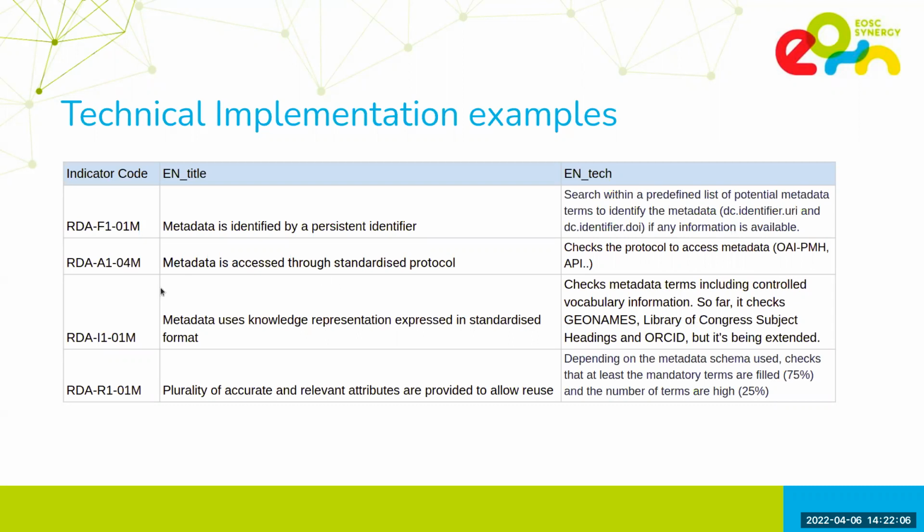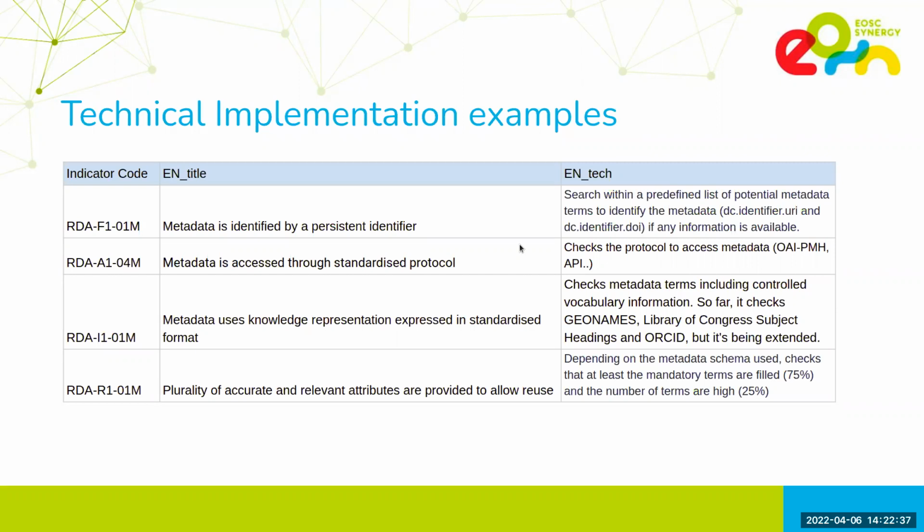For accessibility, one of the indicators says that the metadata is accessed through a standardized protocol. In this case, at technical level, what we are checking is if the protocol to access the metadata is open, etc. For example, we check if you can access the metadata using the OAI-PMH protocol, or if it is over HTTP with a REST API, etc.